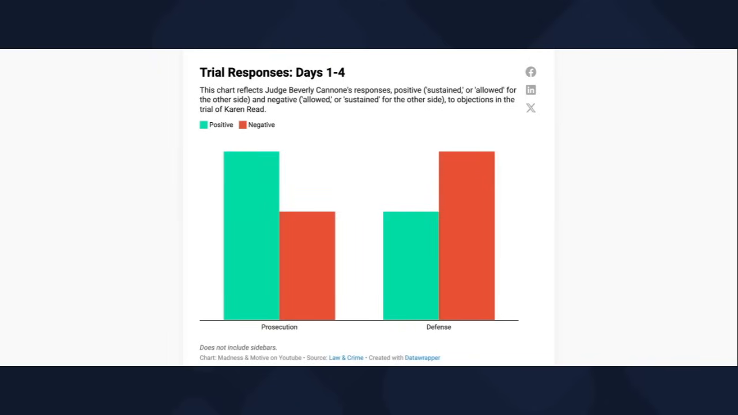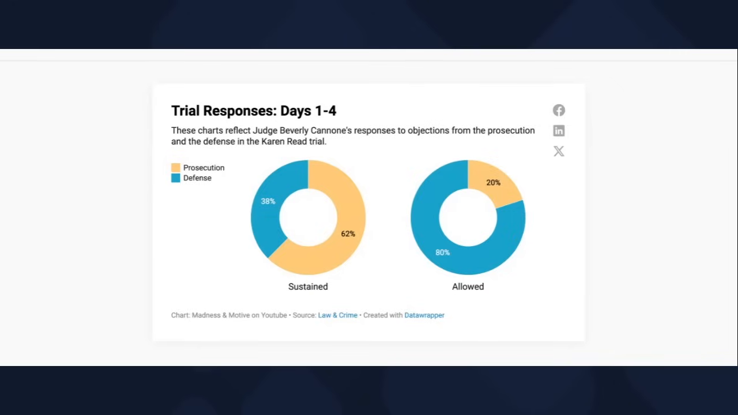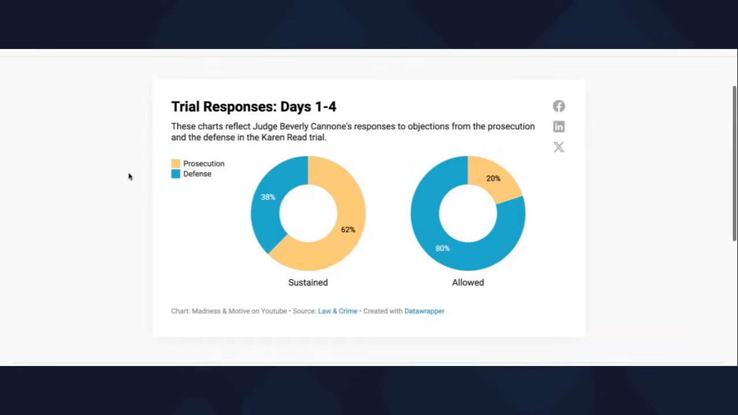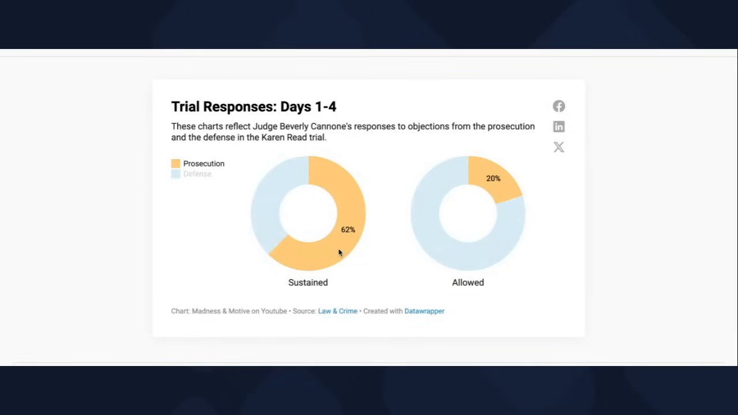Everyone's going to be different, so some might look at this and think the judge is tending to lean one way or the other. And this is the final chart showing trial responses. What this is showing is the rate of sustain and the rate of allowance from the judge for each side. In other words, when the prosecution objects, out of all the objections that she sustained, 62% were in favor of the prosecution and 38% in favor of the defense.